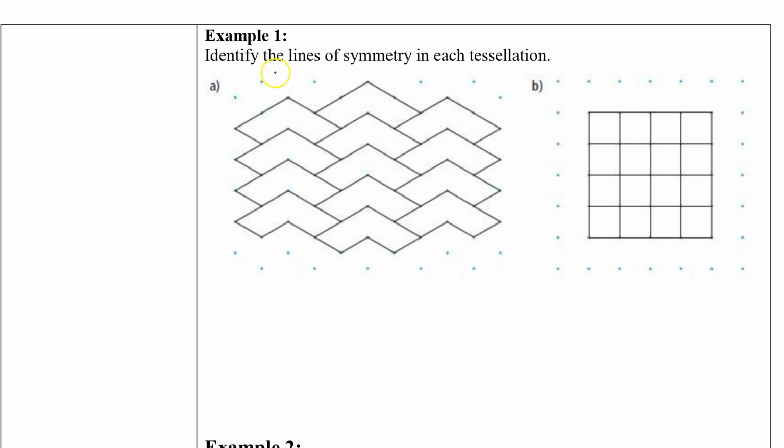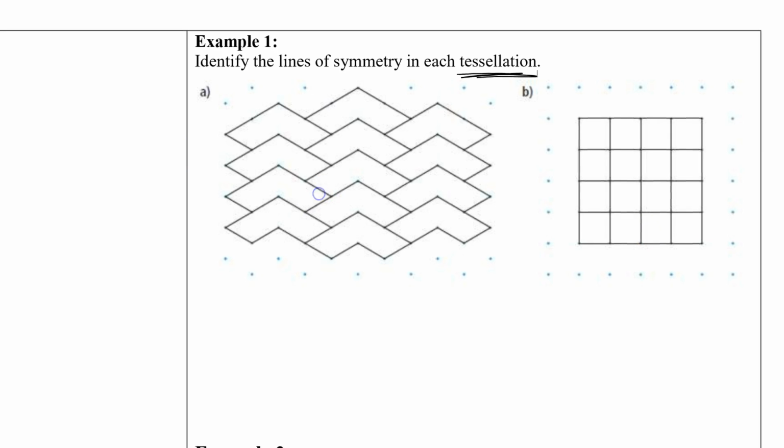Example 1. Identify the lines of symmetry in each tessellation. And we know that they're tessellations because they fit together and they're repeating. Same with this one, they fit together and they're repeating. Before we move on, I have to mention one thing here. This is an isometric grid. So you're noticing that this one is below is the next dot, and then below is the next dot, and then below is the next dot. It's on a straight line grid. This one, the grid is kind of more like, the grid is on a diagonal. This one right here is an isometric grid.